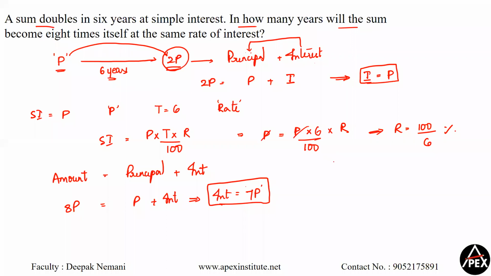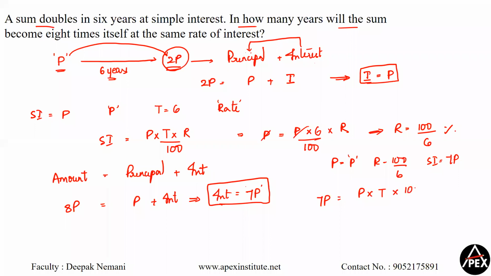Okay. Now we have P as principal. We have rate of interest as 100 by 6. We have simple interest as 7P. We need to determine time. So use the same formula. Simple interest 7P is equal to P into T. We have to determine the time period.